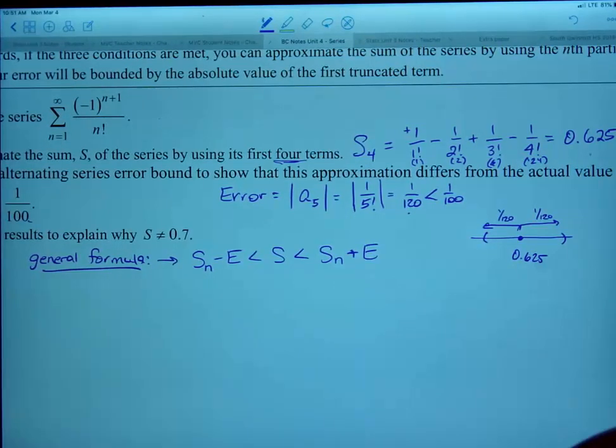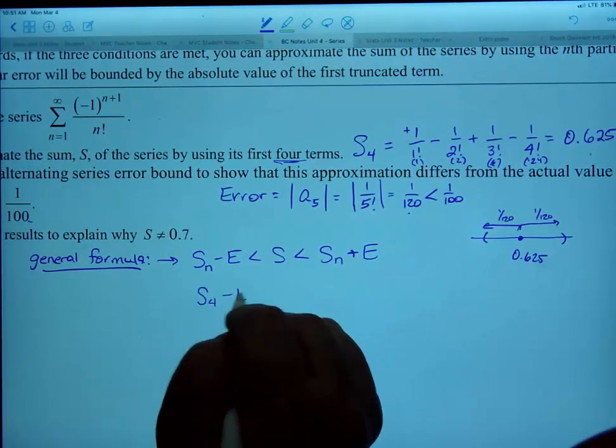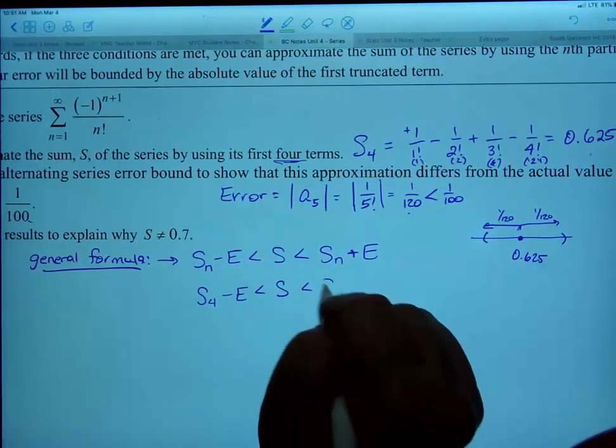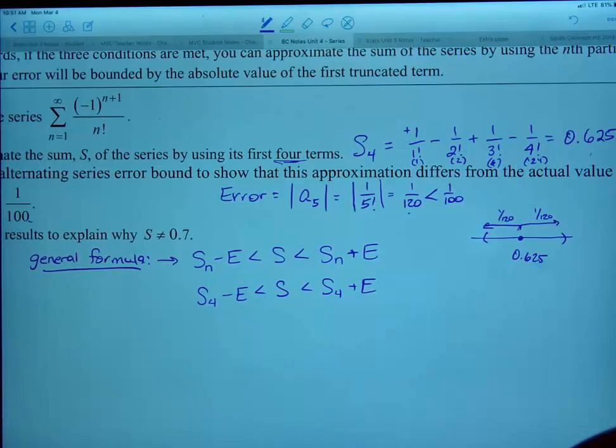Now, how many terms did we go out in our original problem this time? 4. We went out 4. So for this problem, let me show you how these two connect. Change the n to 4. That's for this problem.